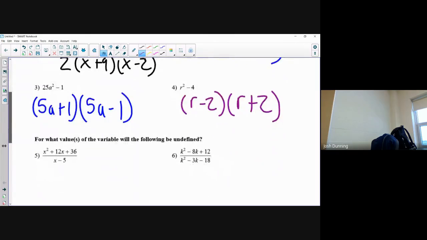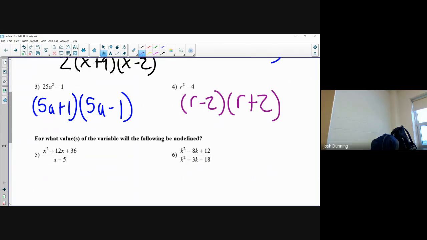Moving on here, let's see. So on 5, for what values of the variable will the following be undefined? Now, number 5, we just set the denominator equal to 0. You can't divide by 0. So if the bottom was equal to 0 and you tried to calculate that on your calculator, you get an error. That's what this is asking for.